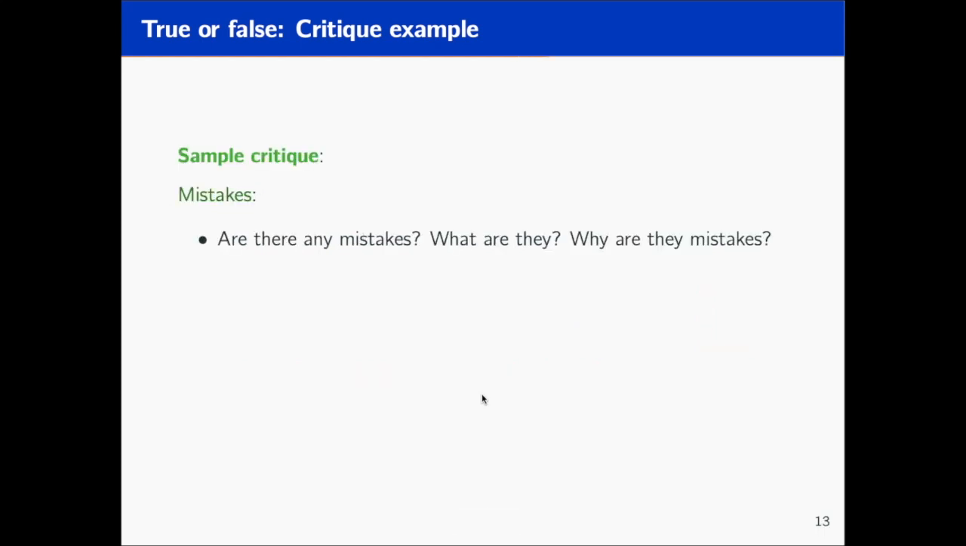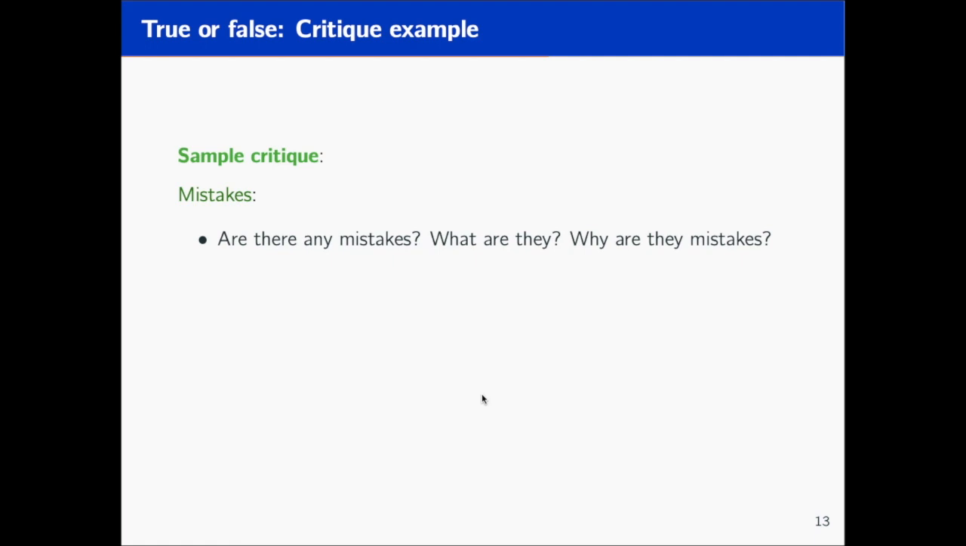Now we can start the sample critique by answering the questions regarding any mistakes. Note that for your critique, you don't have to write the questions and answers individually. You can include all of your responses in paragraph form without referring to the specific questions. Just make sure you answer all the relevant questions in complete sentences.